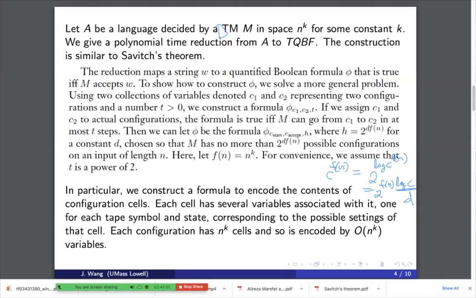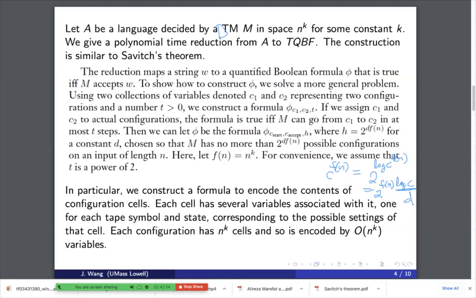Then, for convenience, because we want to divide this T by 2 each time, instead of using floor, we're going to just assume that T is a power of 2. Otherwise, you have to use a floor notation.